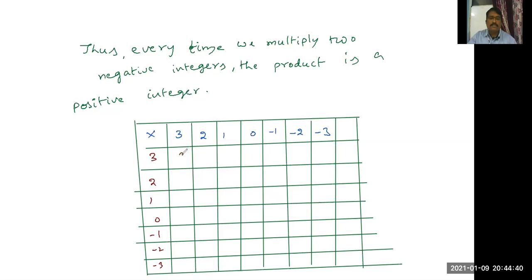3 into 3 is 9. 3 into 2 is 6. 3 into 1 is 3. 2 into 3 is 6. 2 into 2 is 4. 2 into 1 is 2. 1 into 3 is 3. Okay. Next, 1 into 2 is 2. 1 into 1 is 1. Observe this. Next.